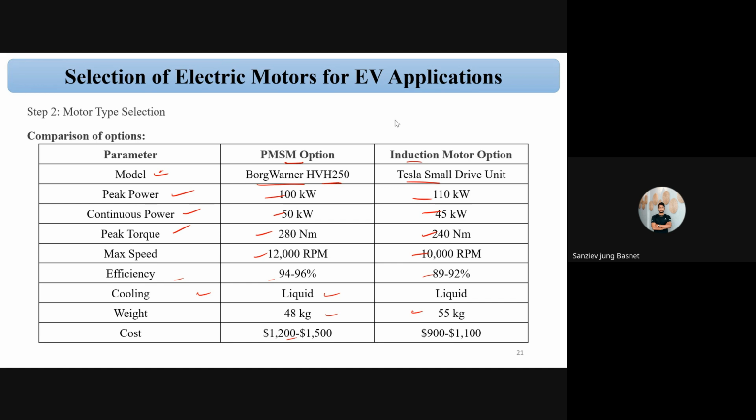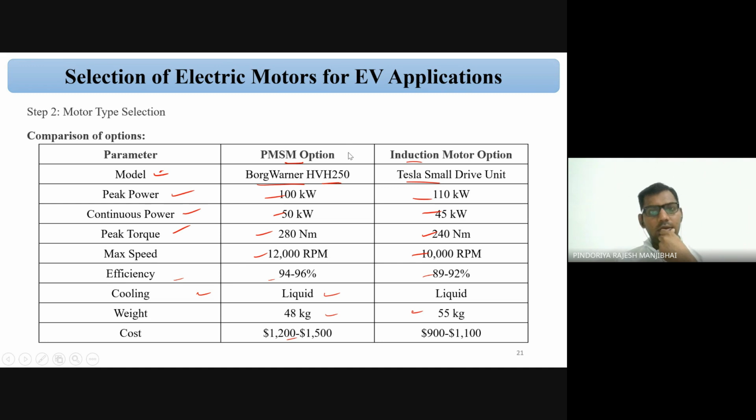I think I have to select BMSM motor, sir. Okay.